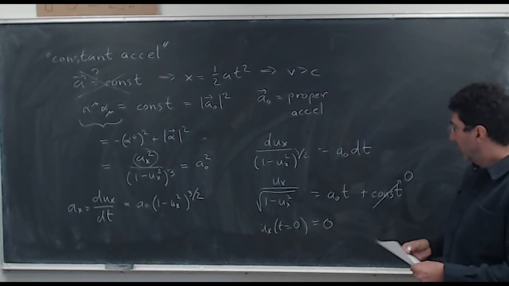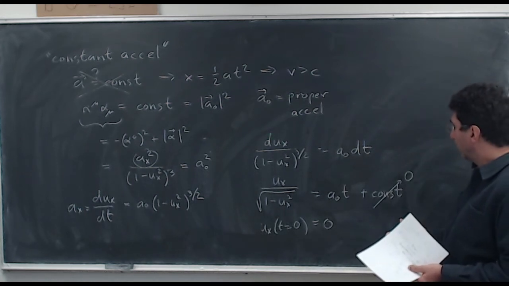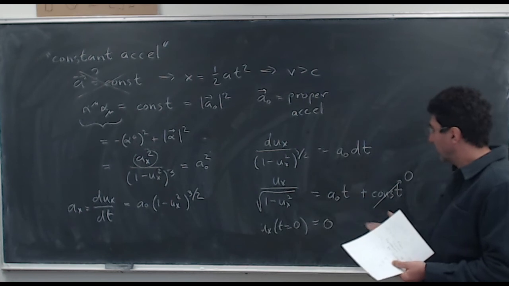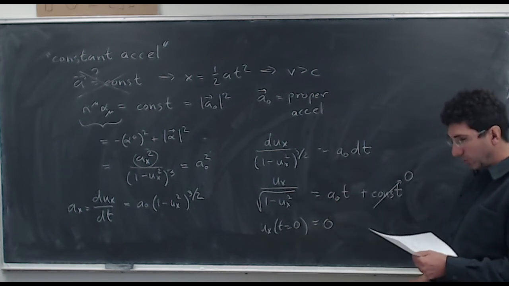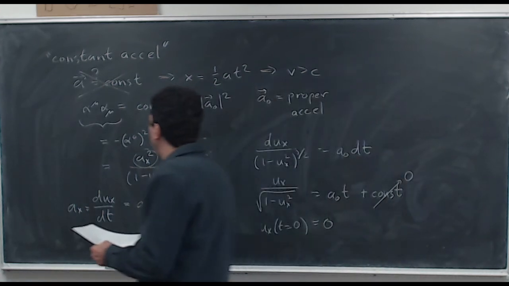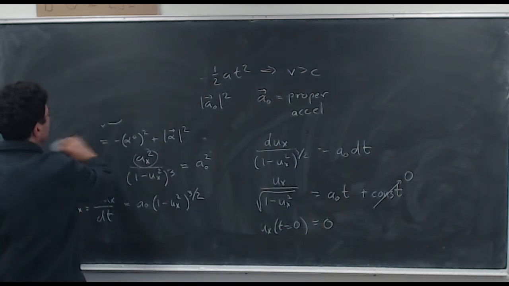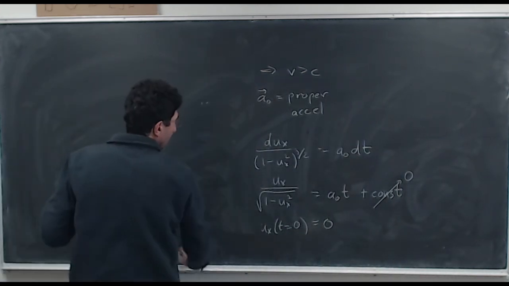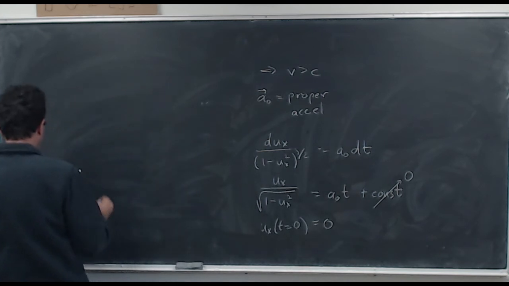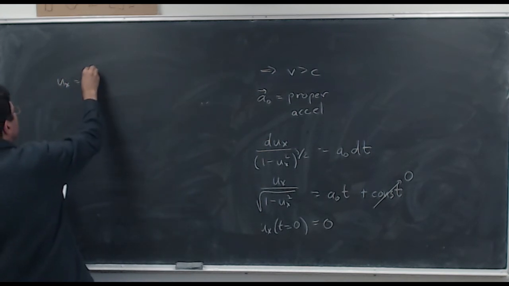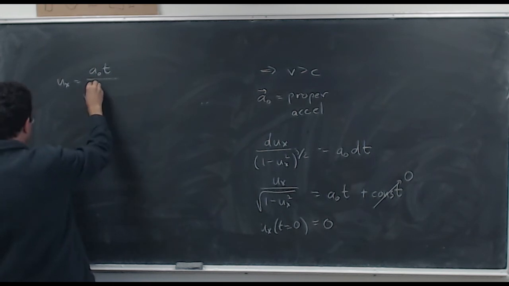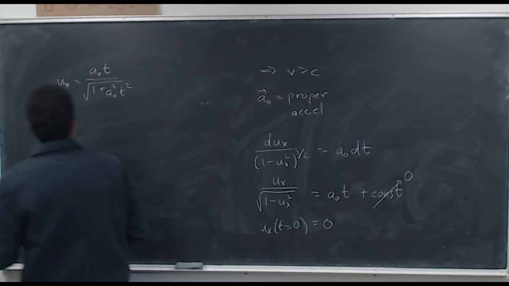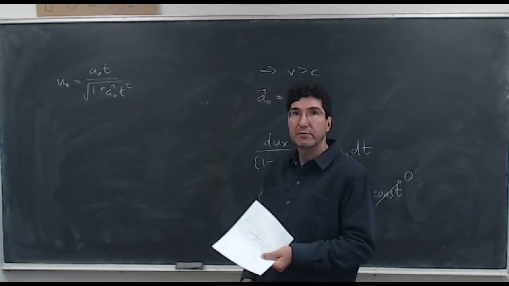Okay, so now we've found what the acceleration is as a function of time, or at least we've determined it in this equation right here. And in fact, we can solve that equation. So we solve that equation, and we get u_x equal to a0 t times the square root of 1 plus a0 squared t squared. So that's what we have so far.